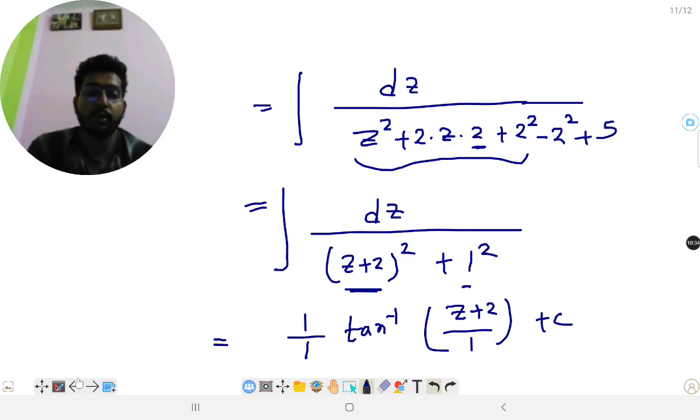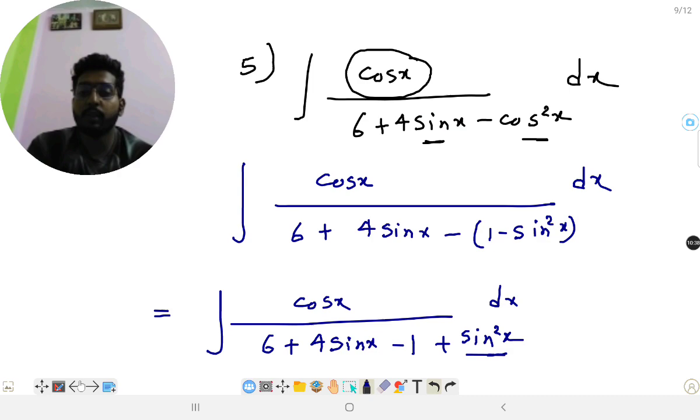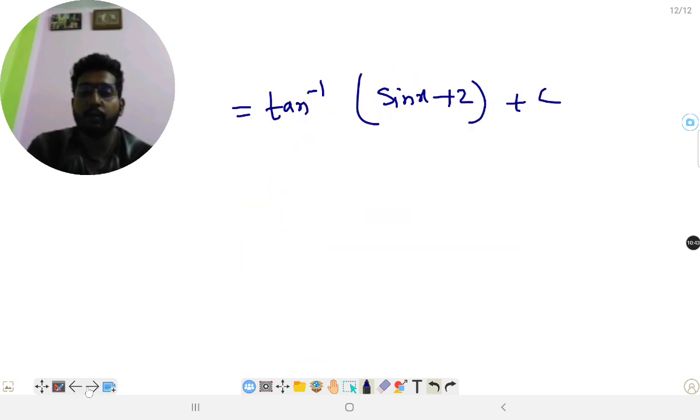So first here you have used the substitution, and after the substitution we have used the standard form. Somehow you have to make it to square form and use that. You can do that one. Okay, so this type of problem.